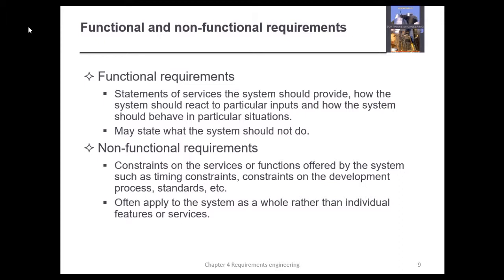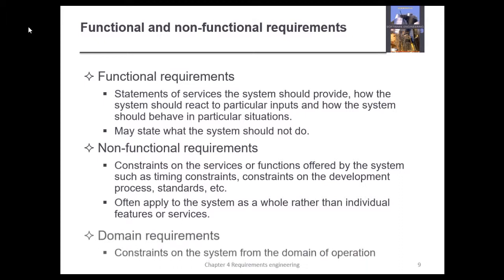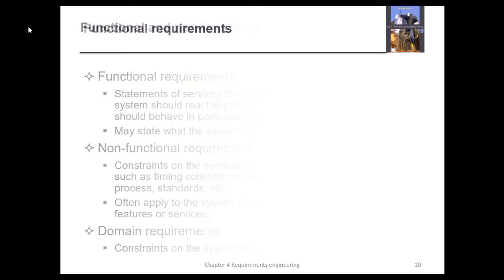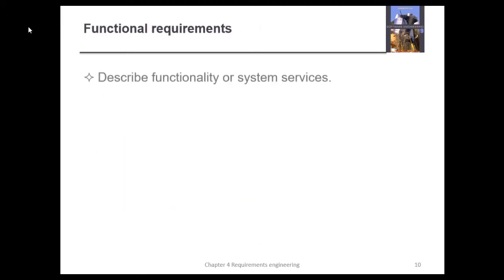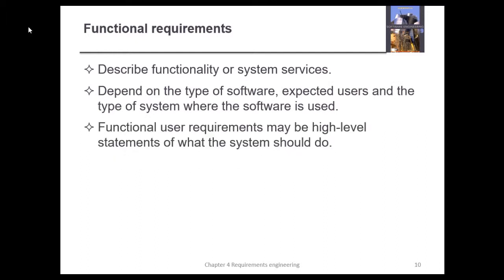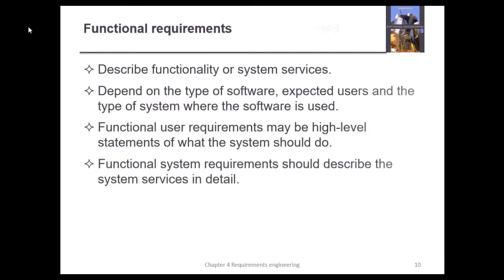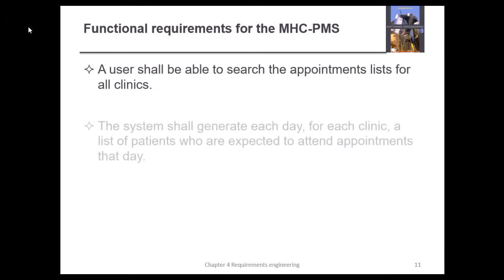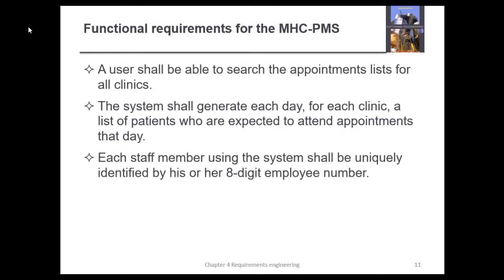The third requirement type is domain requirements, which are constraints on the system from the domain of operations. The domain is the field for which we are going to make software, like the medical domain, the banking domain, the educational domain. The constraints are going to be implemented from the domain.